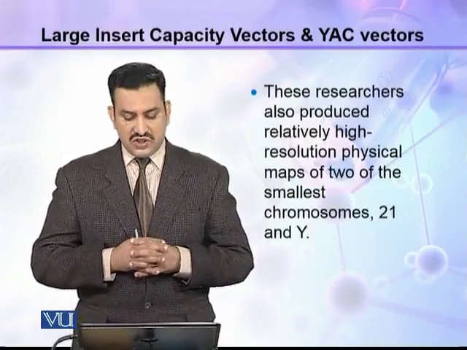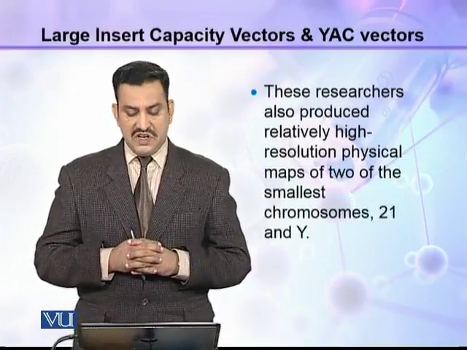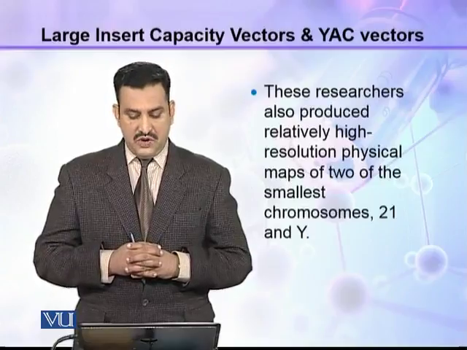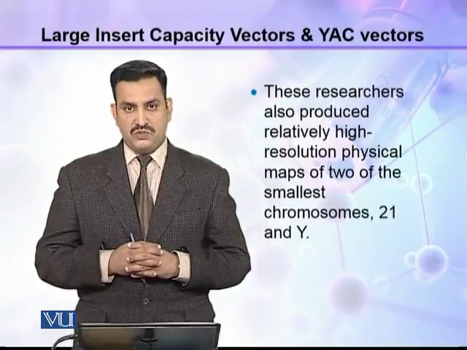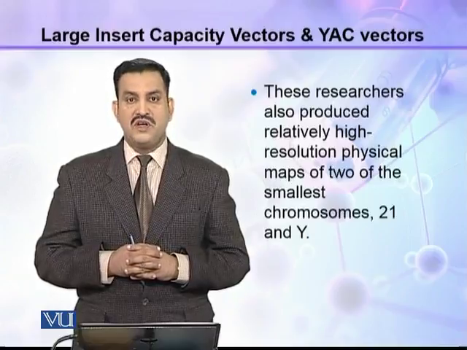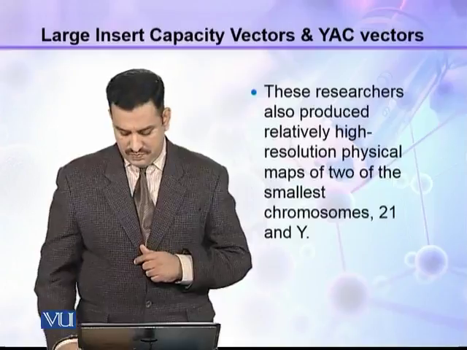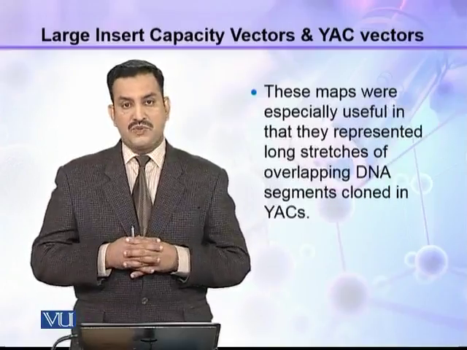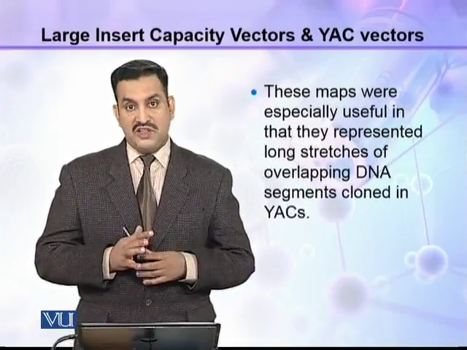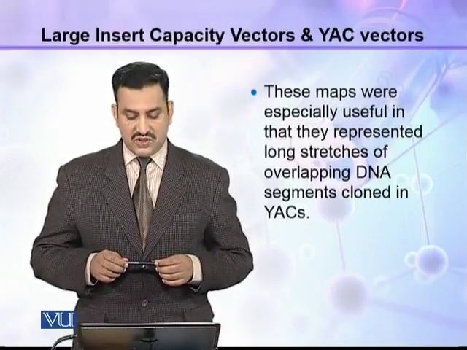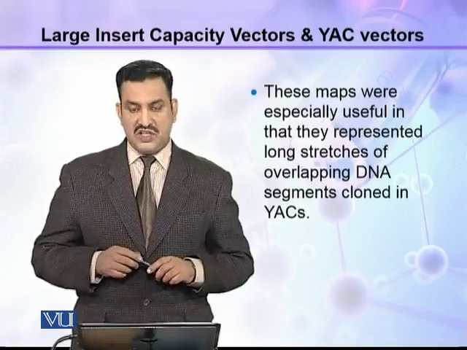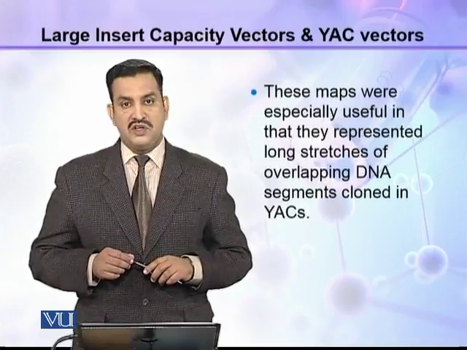These researchers also produced relatively high resolution physical maps of two of the smallest chromosomes, that is chromosome number 21 and the Y chromosome. These maps were especially useful in that they represented long stretches of overlapping DNA segments cloned in YACs.